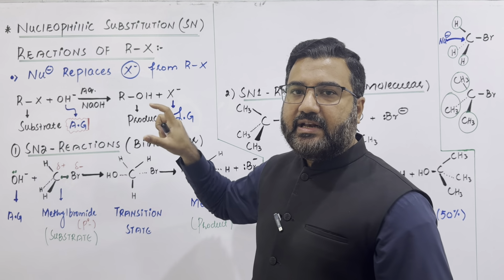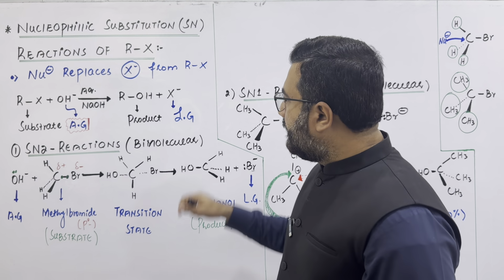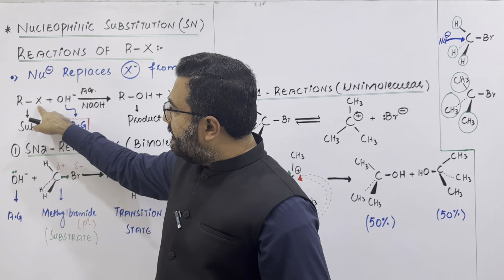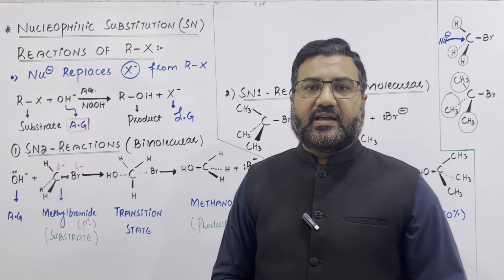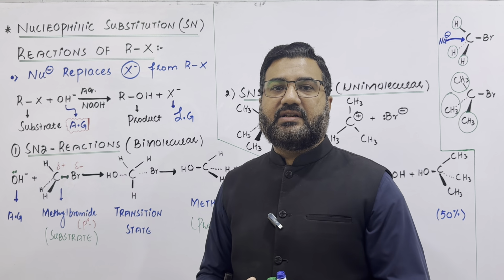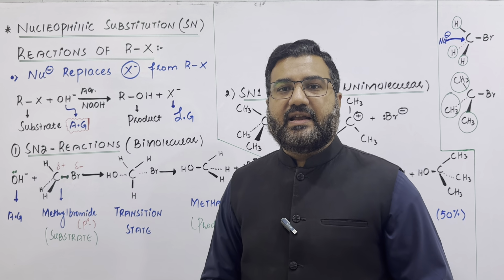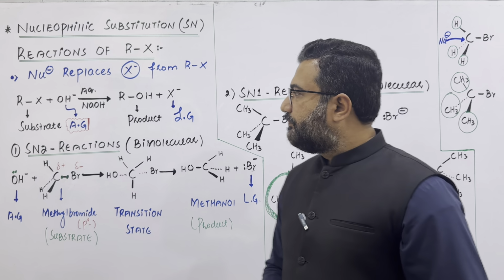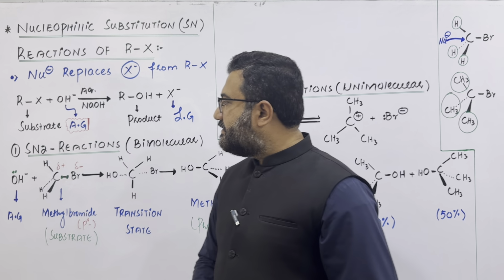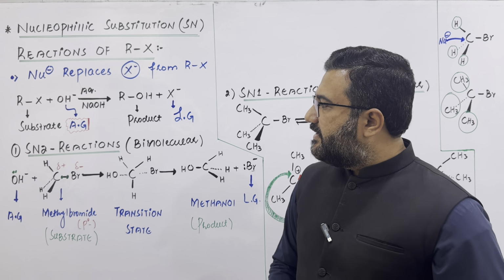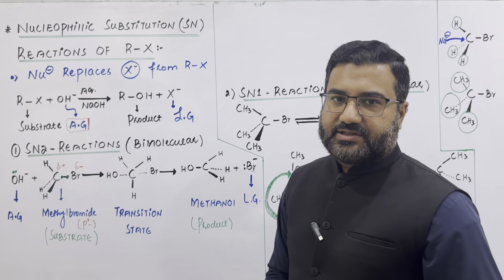As the halide ion will leave the molecule of the alkyl halide, it will be called the leaving group. And now the X negative is replaced by OH negative, and you will get a product that will be an alcohol. So during this reaction, alkyl halide is changed to alcohol by the replacement of the X negative with OH negative. Now this reaction can proceed by two mechanisms. The first one is the SN2 reaction, which is called nucleophilic substitution bimolecular reaction.